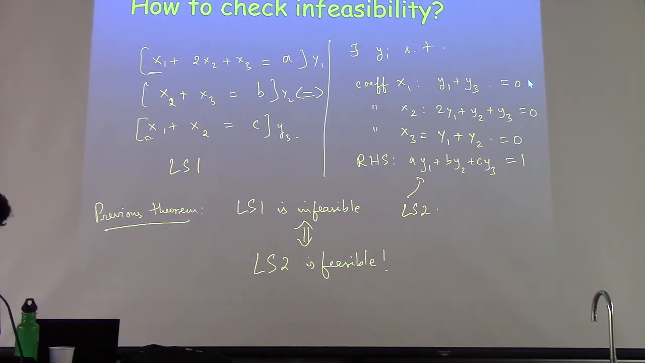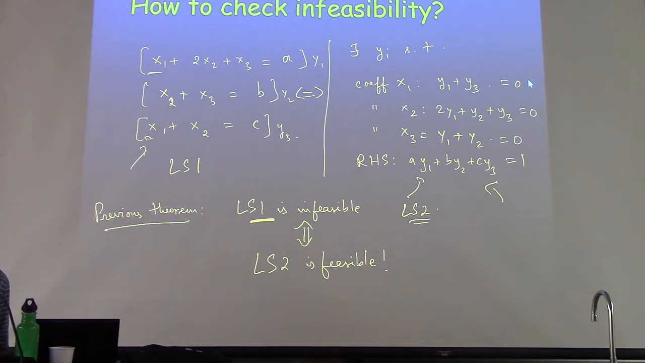If you have a linear system, you can come up with a new linear system such that this is feasible if and only if the other guy is infeasible. And this other linear system is usually called the dual of the first one. So in a sense, the feasibility of these two are always the opposite of each other. This is a very nice notion.